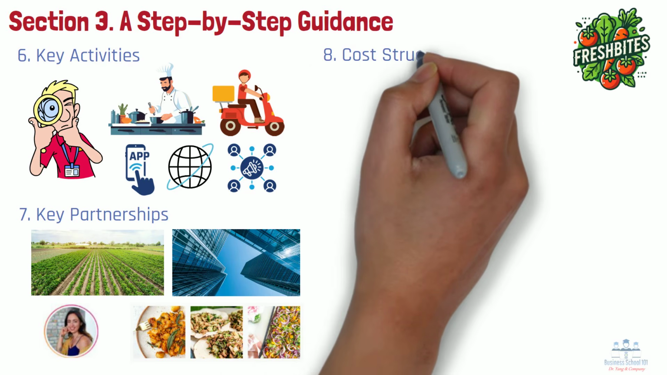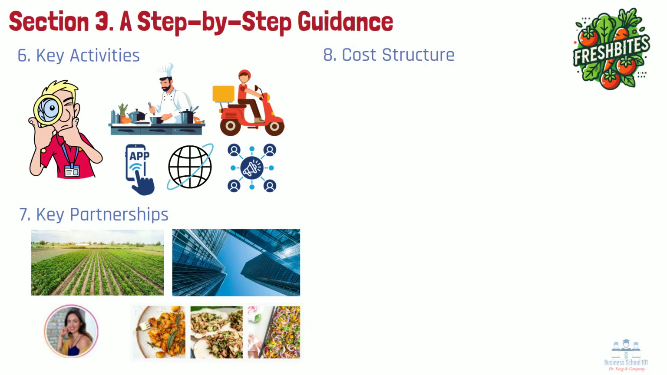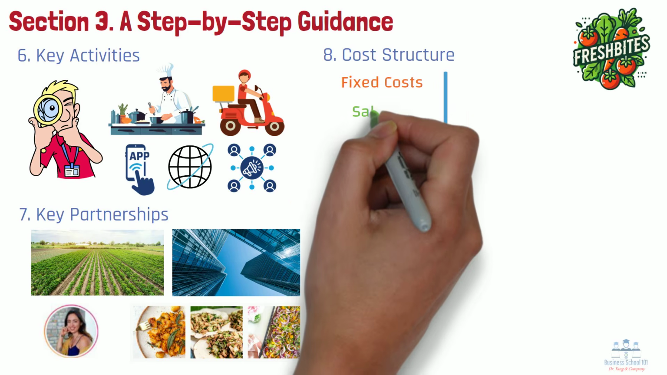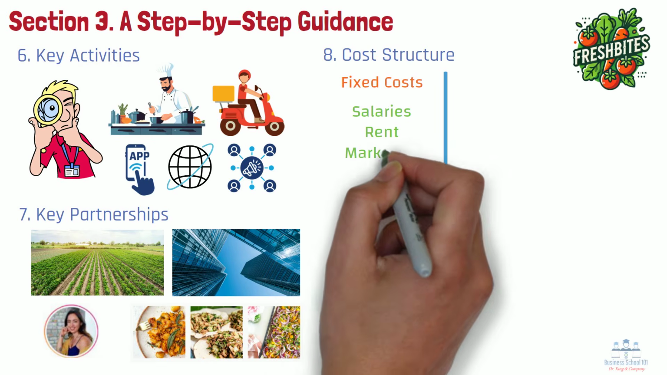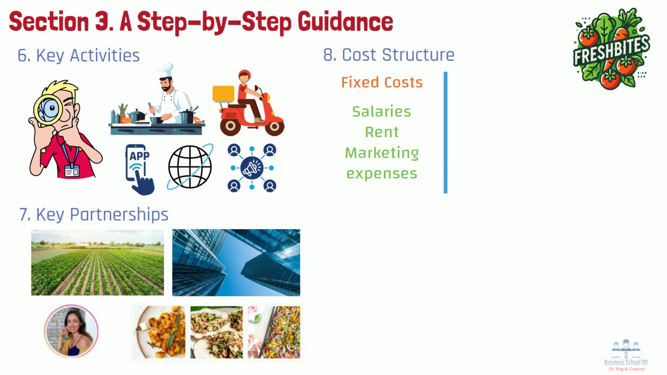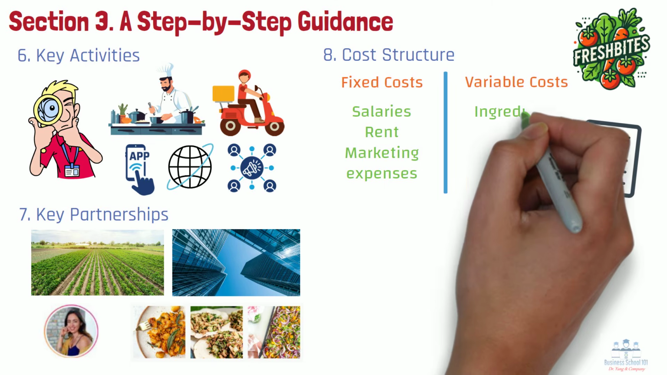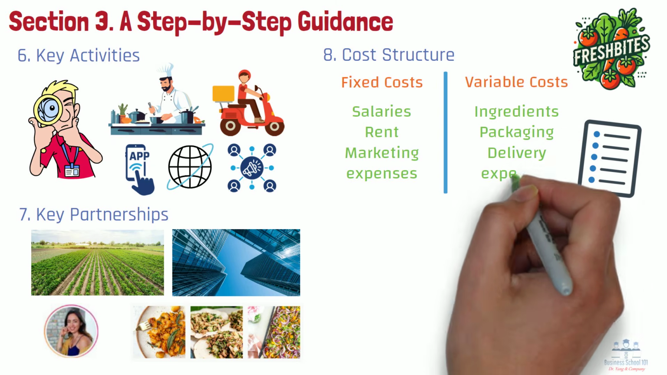Number 8. Cost structure. FreshBites' cost structure includes both fixed and variable costs. Fixed costs, such as salaries for kitchen staff, rent for the central kitchen, and marketing expenses, are consistent regardless of order volume. Variable costs, which fluctuate based on the number of orders, include ingredients, packaging, and delivery expenses.